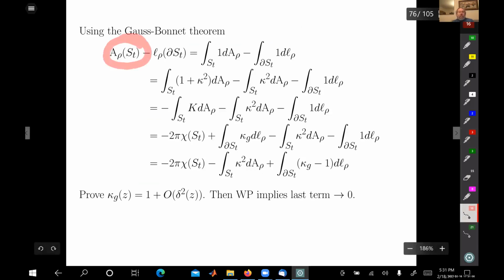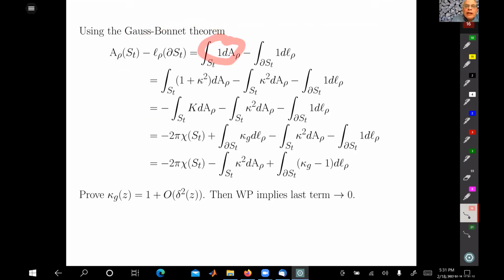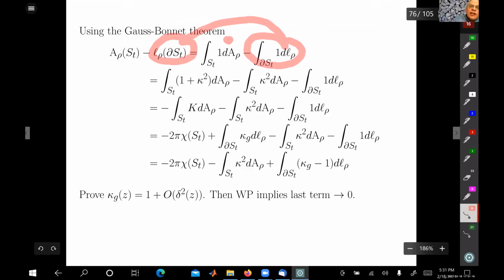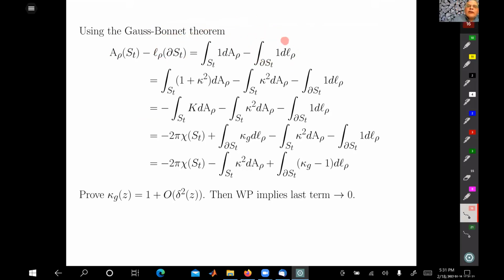We're interested in the area of the surface minus its length. And so the area we can just compute as the function 1 integrated over the surface. I think that's agreeable to everyone. And the length of the boundary is the function 1 integrated over the boundary. Well, no one's objecting to that either. Then we do the classic math trick of adding a term and subtracting the same term. Everyone likes that. And then 1 plus kappa squared, that's the negative of the Gauss curvature.